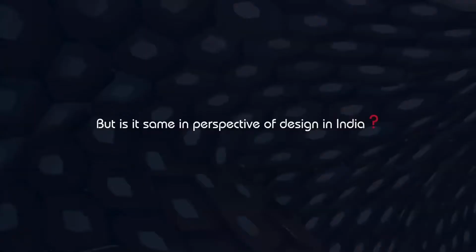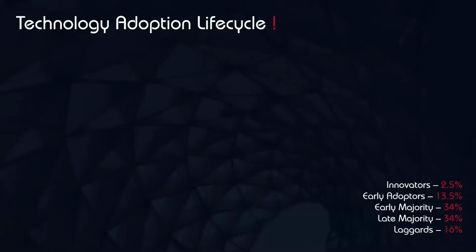But has it been the same in the perspective of design and especially in India? Now, this is the technology adoption life cycle, in which there are actually 5 stages. The first stage is the innovators, which comprises 2.5% of the population. This group tries to innovate and develop new technologies. Followed by this are the early adopters, which comprises 13.5% of the people.